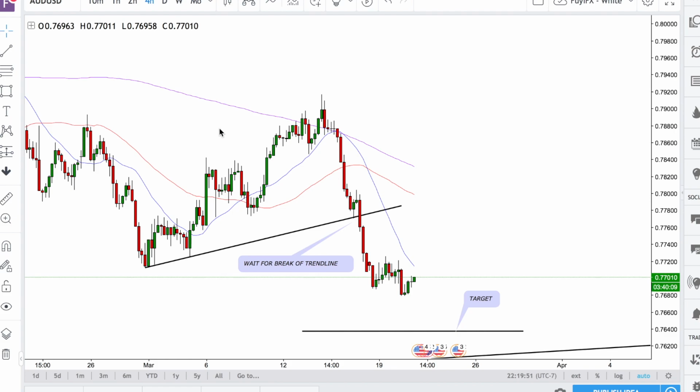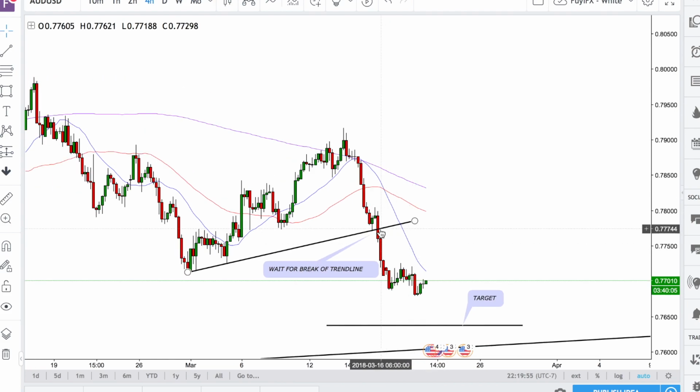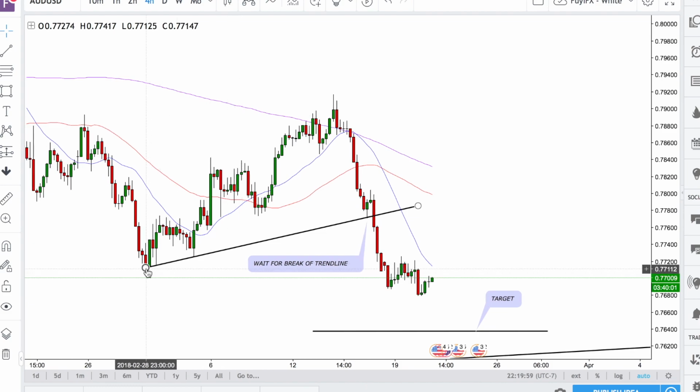Aussie dollar, I was looking for a break of this trend line. I'm a little pissed off that I did not take the trade. It was a very, very simple trade here. You could see a very nice trend line forming here. 1, 2, 3 on this. So I was looking at the chart and we were bouncing off of that trend line.